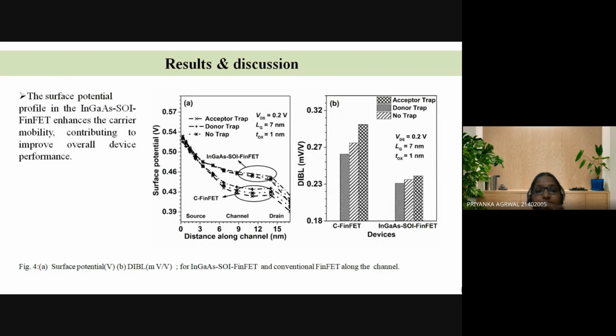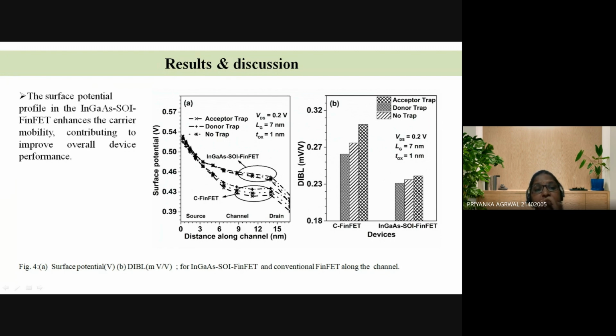Now the surface potential versus distance along the channel. We can also see that the conventional FinFET in figure A shows a graph that is below the indium gallium arsenide silicon on insulator FinFET. And also DIBL, drain induced barrier lowering, is also a kind of short channel effect.